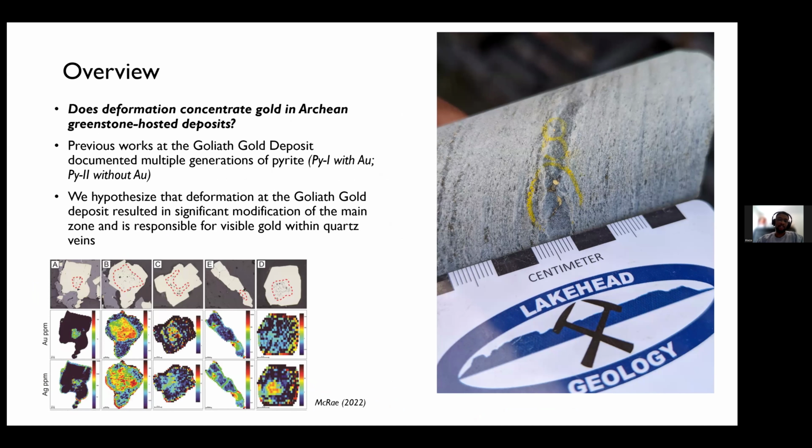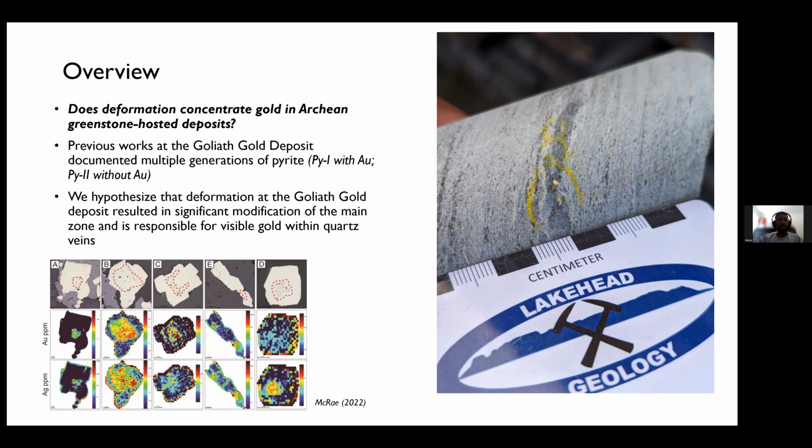So a bit of a motivation for this project was actually another master's thesis that was conducted in 2022 at the Goliath Gold Deposit site. And this is just a figure here from that paper. A key observation that they made was that there's actually two generations of pyrite. So there's the first generation pyrite 1, which is highlighted here by this dashed red line. And pyrite 1 is said to be generally inclusion rich, including gold and silver.